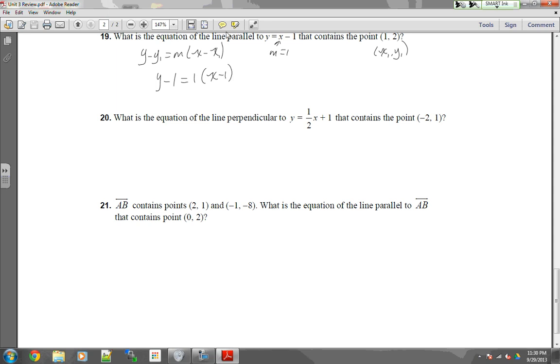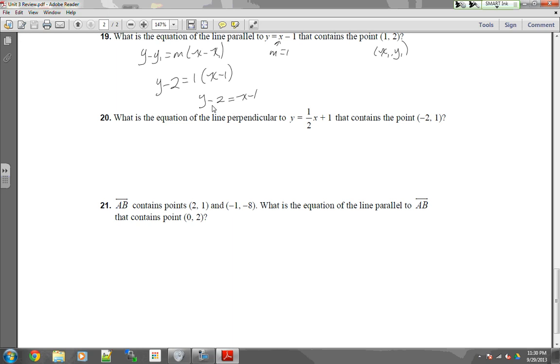You can leave it in this form, or you can change it to slope-intercept form. Since this is just 1 times x minus 1, it's not going to change at all. It's lagging again. So this is going to be y minus 2 equals x minus 1. Add the 2, add the 2. So y equals x plus 1. That is the equation of our line parallel to y equals x minus 1 and contains the point 1, 2.